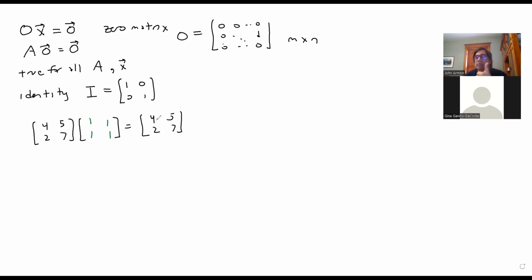4 times 1 gives you 4, good. However, to get the other part of this entry, you also have to do 5 times 1. And that does not give you 4, it gives you 9. So that's too many 1s. So you realize, what's my problem here? I want the 4 times 1. I do not want the 5 times 1. So I make this entry a 0. And now I got my 4. Does that work for the 2? 2 times 1 is 2. 7 times 0 is 0. Looking good. So your first column is in good shape.